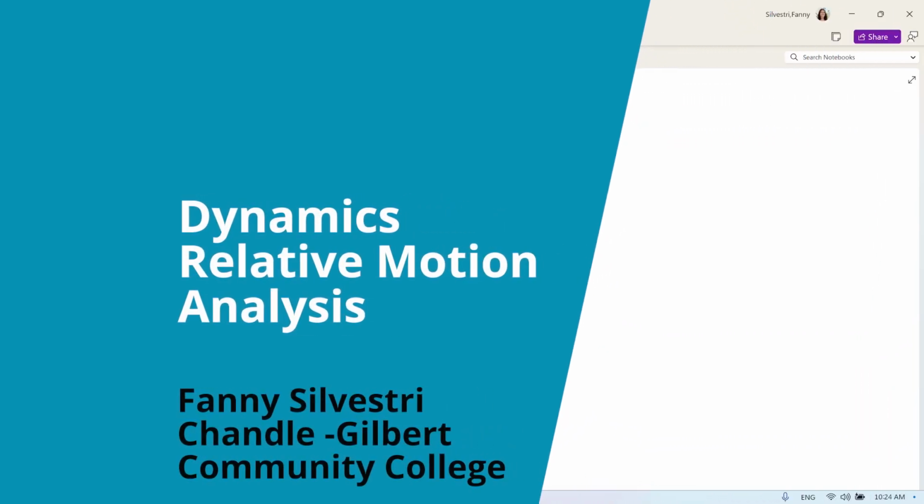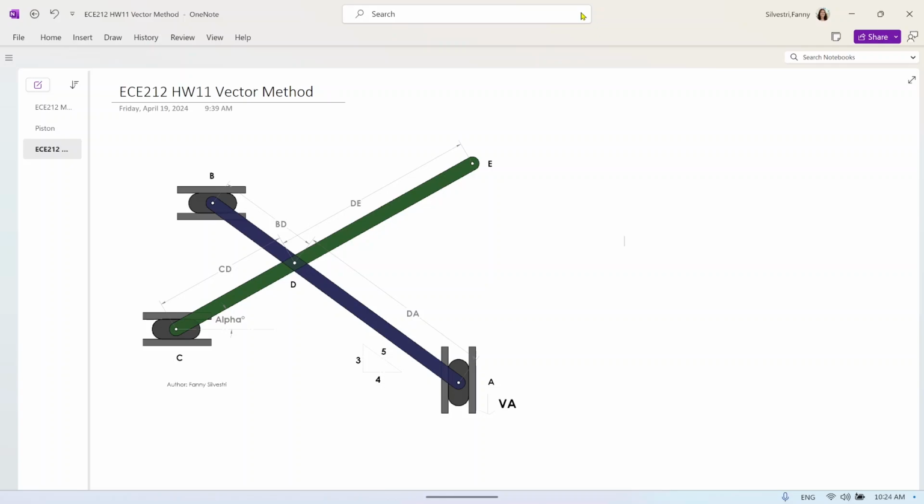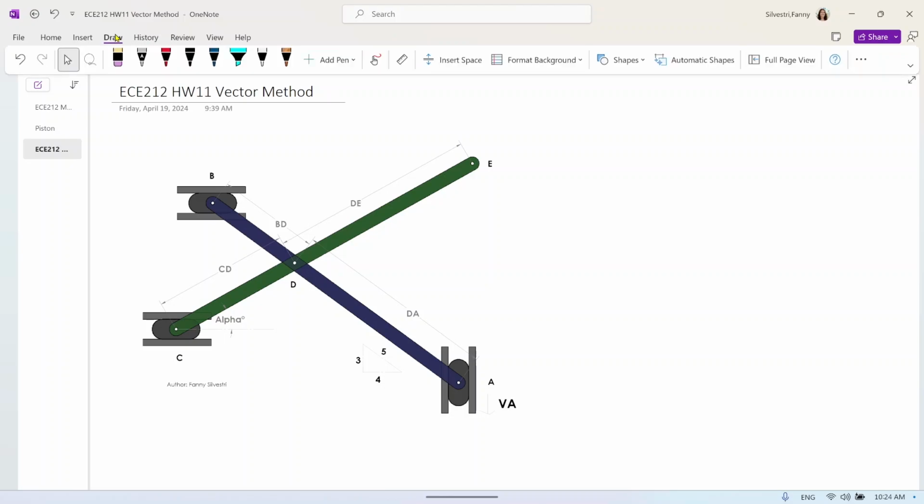Hi everyone. I will show you how to use the vector method and more specifically to find the acceleration. You can use the vector method also to find the velocity, but I show you how to do the velocity with the IC method. And for the acceleration, you can't use the IC method. The IC method is the IC for velocity only. So let's see how we do the vector.